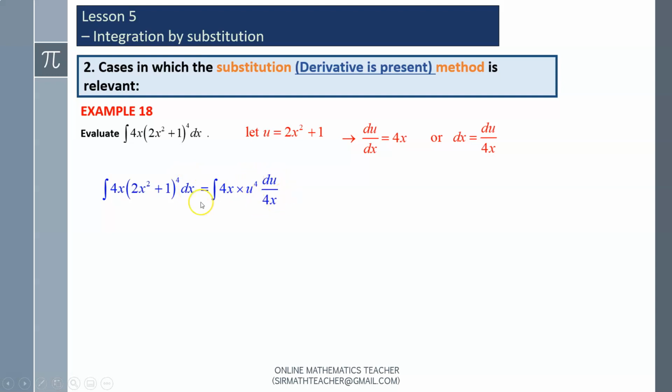Now we can cross out these 4x's, cancelling those out, left with u to the 4 du, which is a nice easy one to integrate. So it becomes u to the 5 over 5 plus c. Now u was 2x squared + 1. Replace our u with 2x squared + 1, and there's our solution. Our integral has been calculated.